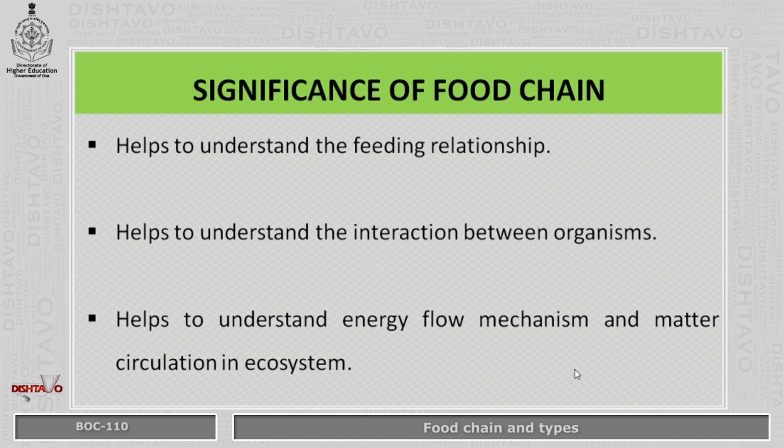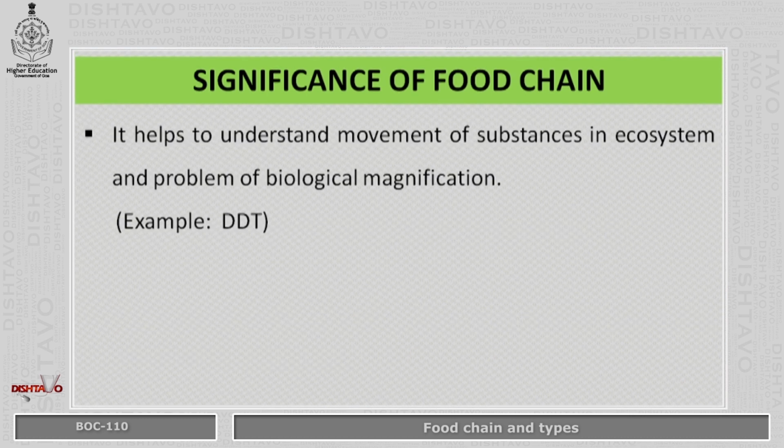Let us discuss some of the significance of the food chain. It helps to understand the feeding relationship among the organisms in a given ecosystem. It helps to understand the interaction between the organisms. It also helps to understand the energy flow and matter circulation in an ecosystem. So, these are some of the significance of the food chain. It also helps to understand the movement of substances in an ecosystem and the problems of biological magnification. To cite an example, we have DDT.